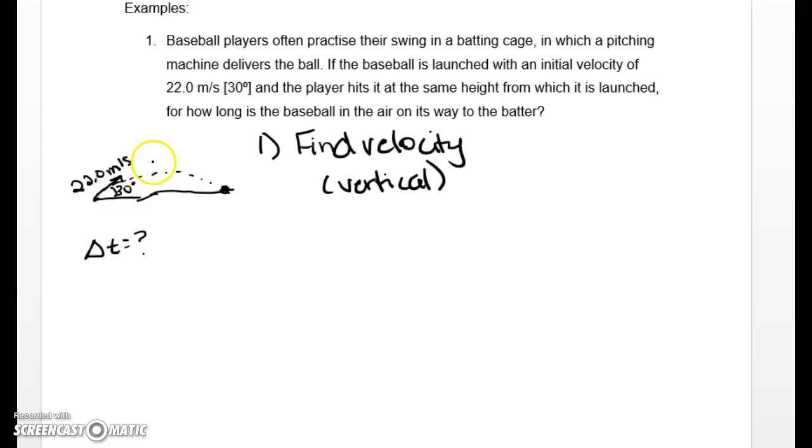So looking at here, if we were to create a right triangle with this angled speed, you have 30 degrees. That speed was 22.0 meters per second. By finding this vertical speed, we're finding this side going up and down, which is our opposite side to the angle, which tells us that we're going to use our sine ratio to help solve for this.